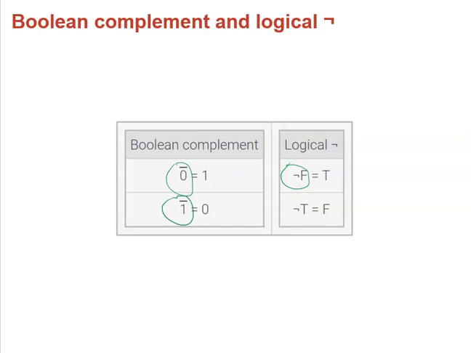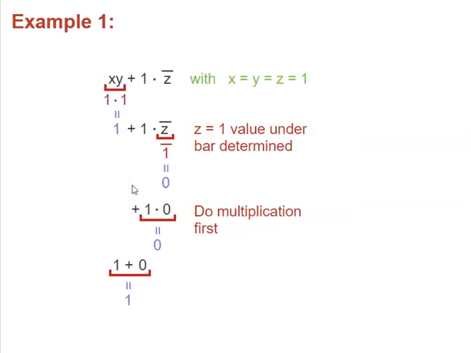Now let's look at some Boolean expressions. Again, Boolean expressions are combinations of Boolean variables. Over here, x and y are Boolean variables. They can be 0 or 1. Let's assume that all of these are equal to 1. So the way you evaluate is that you replace x with 1, y with 1. So 1 times 1 is 1.